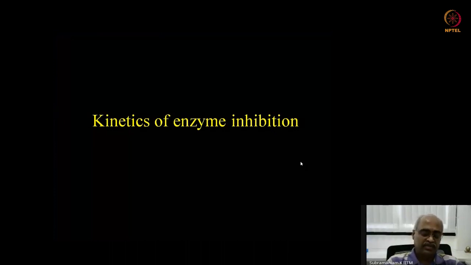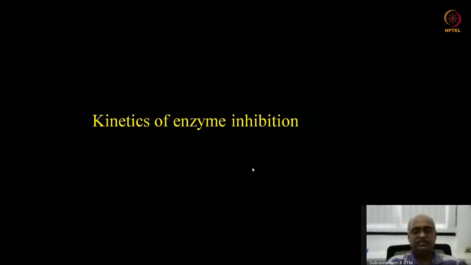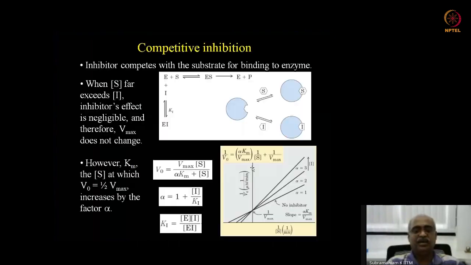So many drugs that we take are inhibitors of enzymes. Therefore, kinetics of enzyme inhibition is an important branch of enzymology, and it's a good idea for us to learn at least an introductory level. So let us look at what kind of inhibitors there are and how they can be distinguished kinetically. The first one we are going to look at is the competitive inhibitor.